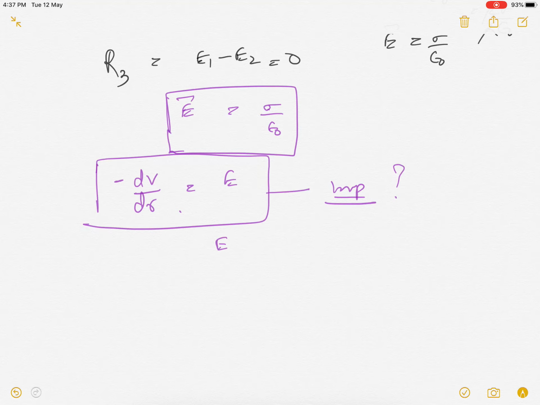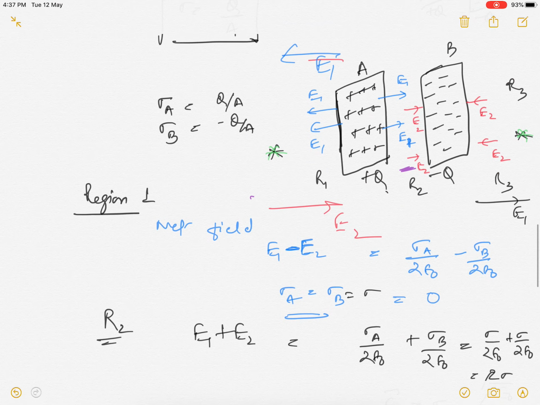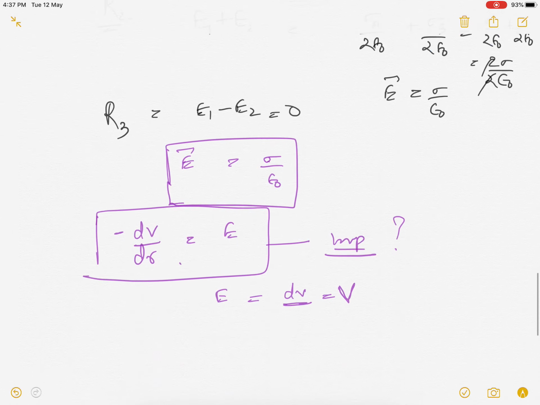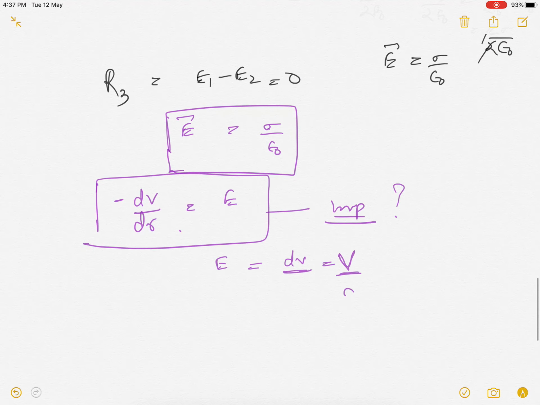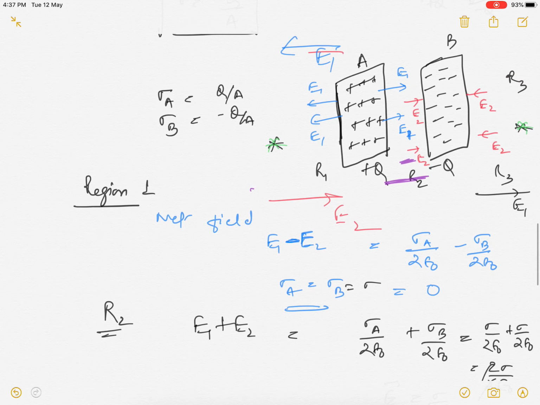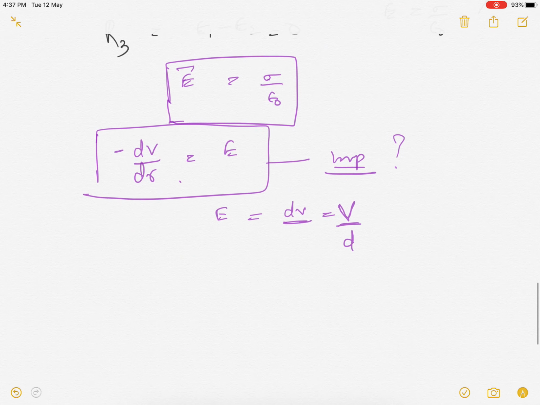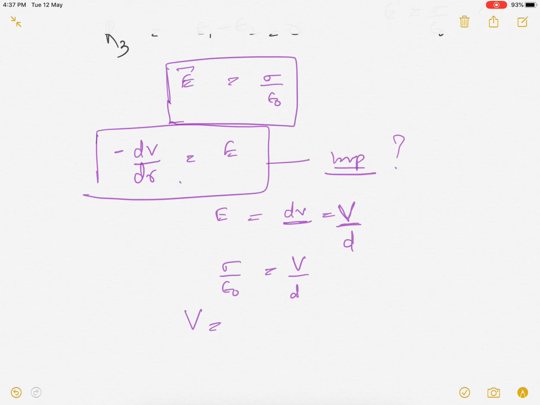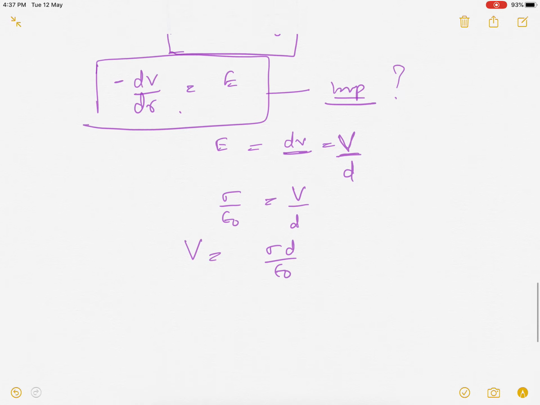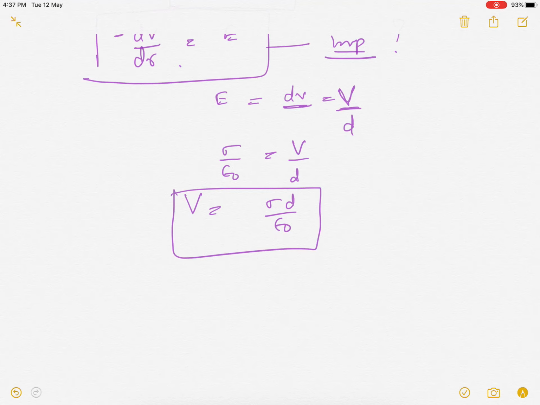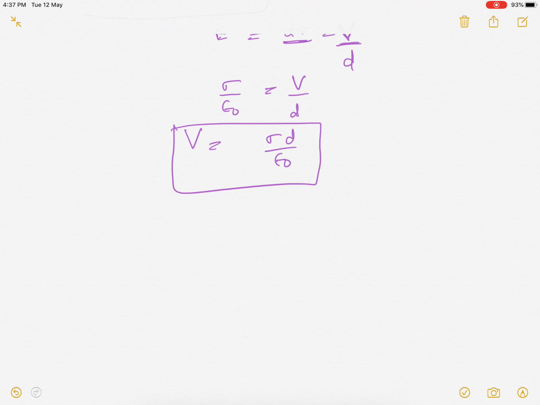But you have to take into account here that change in potential per unit distance is equal to electric field. So here we can write, let the potential difference between these two plates be represented by V, and let small d be the distance between the two plates. The electric field between the two plates, sigma upon epsilon 0, is equal to V upon d, or you can say V is equal to sigma d upon epsilon 0. This is the formula of potential difference between two parallel plates separated by distance d.